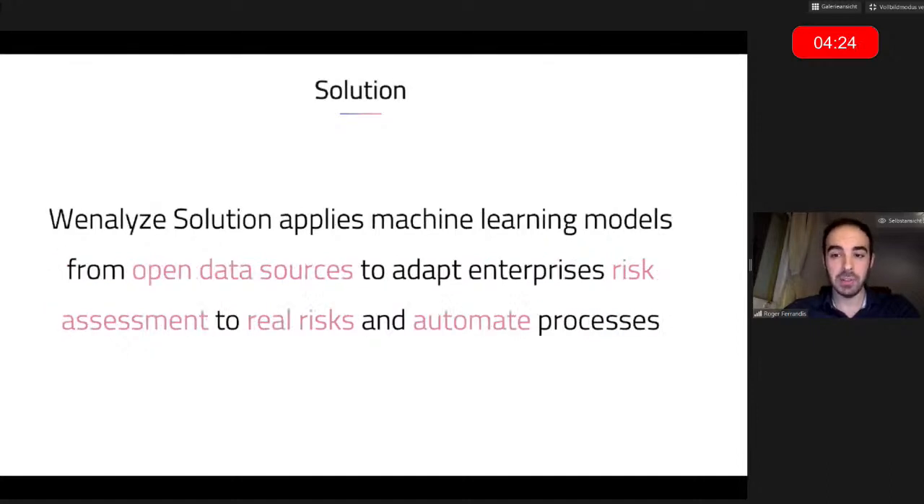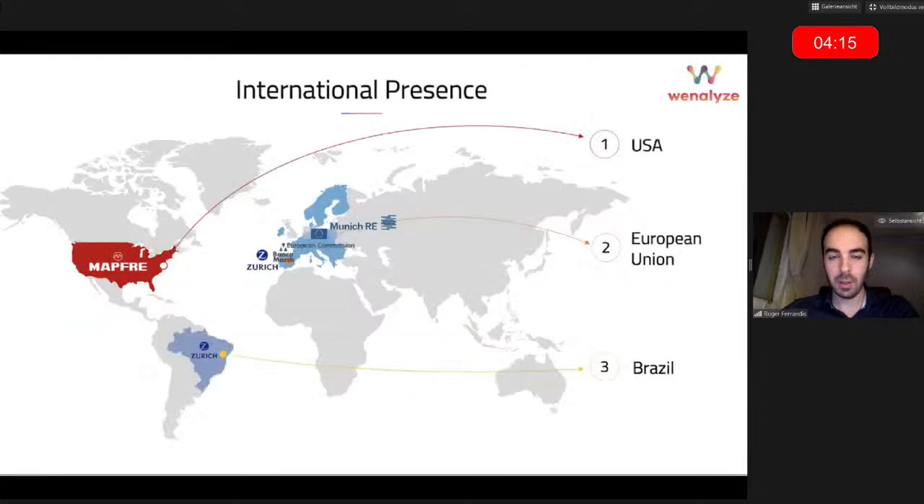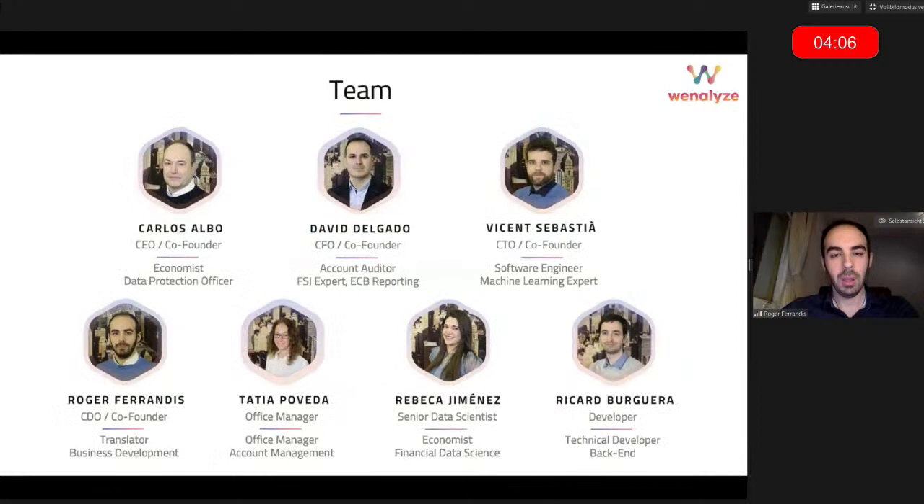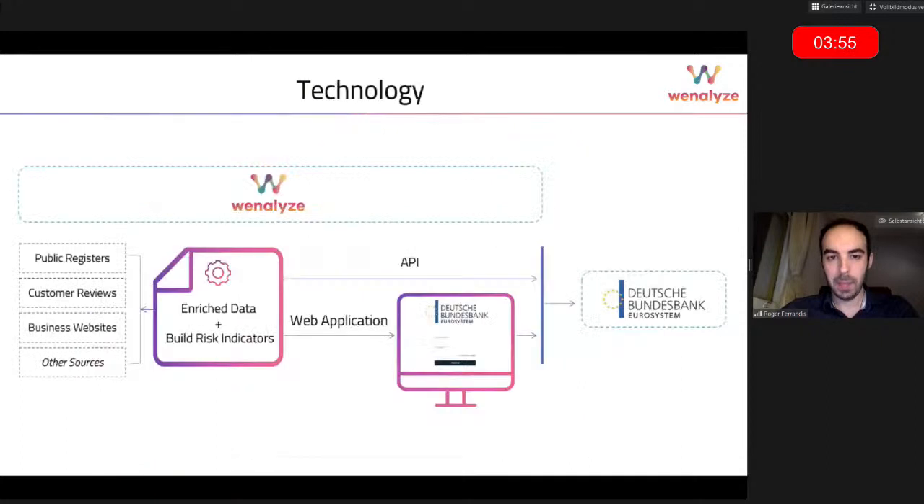Winalyze solution applies machine learning models from open data sources to adapt enterprises' risk assessment to real risks and automate processes. We have international presence, counting insurance companies, banks, and the European Commission as our clients. In our team, we have a background in insurance, expertise in data protection, as well as reporting to the European Central Bank.